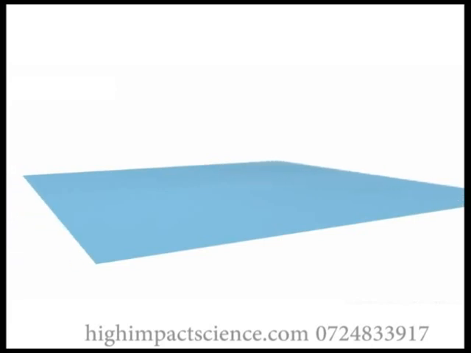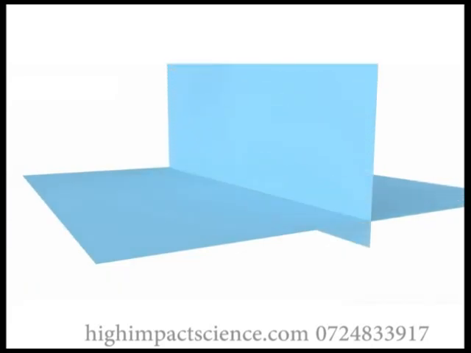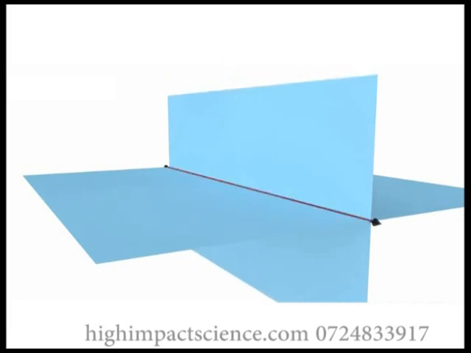Planes. A plane is a flat 2-dimensional surface that extends indefinitely. When 2 planes intersect each other, the intersection is a straight line. The angle formed by 2 intersecting planes is equal to the angle formed by 2 lines drawn on each of the planes.